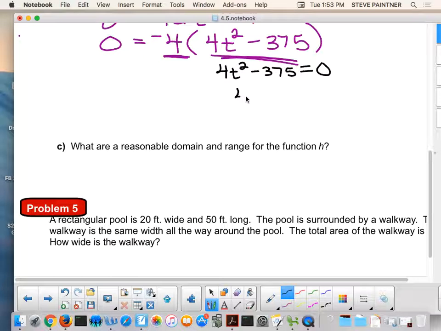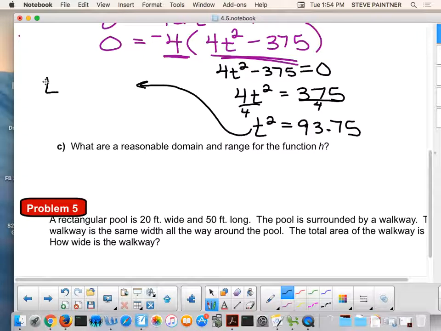Add 375, right? So you get 375 over there. Now solve for t. Divide by 4. You're going to get 93.75. Okay, come over here. Square root. This is where your 9th grade teacher comes in handy right now. How do you solve for t when t is squared? Square root. Okay, go for it.